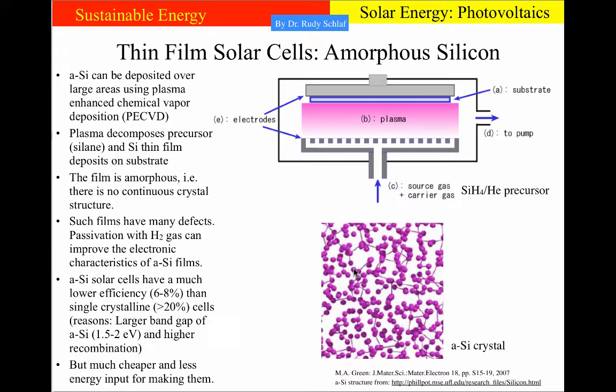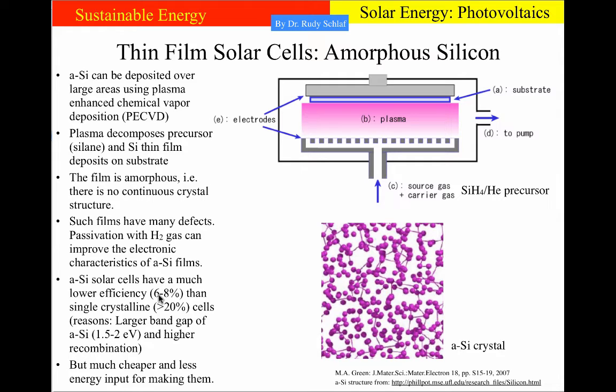Despite such efforts, amorphous silicon solar cells have a much lower efficiency than single crystalline cells. It is quite a significant difference. Single crystalline cells can have up to 20%, while the amorphous silicon solar cells are only in the range of 6 to 8%.